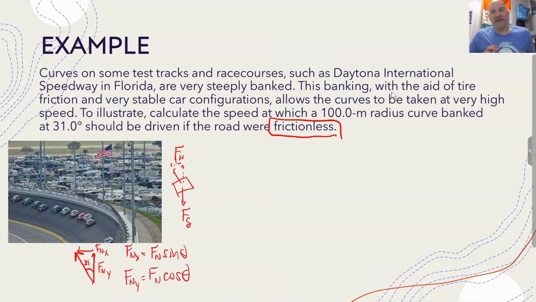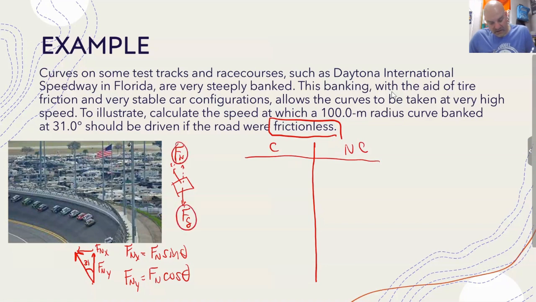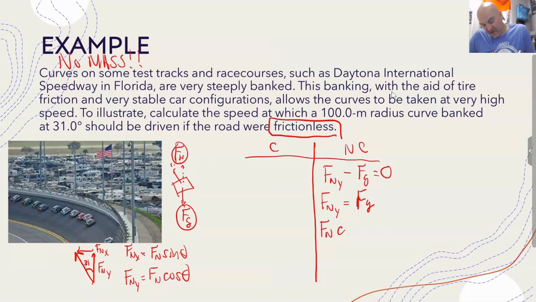The way I like to think about this, instead of making it x and y, it's really like circular and non-circular, right? So the forces in the non-circular direction will be Fny minus Fg, and we're not accelerating in that way, so Fny equals Fg. Again, notice that in the problem they don't give us mass because something interesting will happen. So it ends up being Fn cosine theta equals mg, and so Fn would be equal to mg over cosine theta.